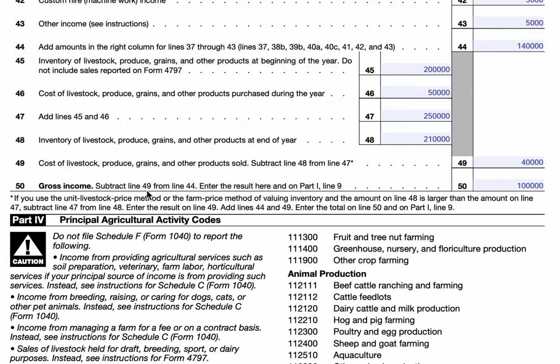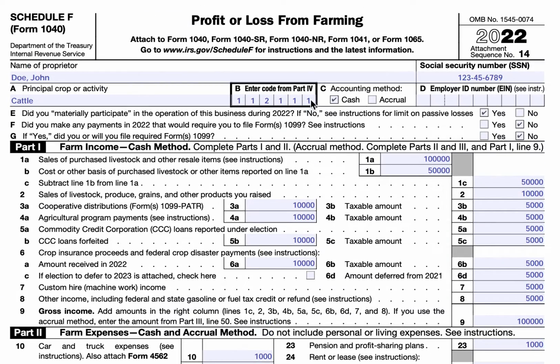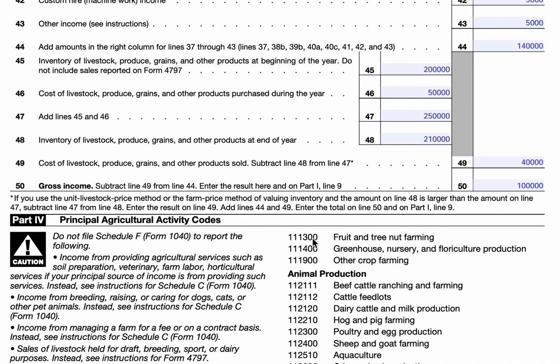So basically, these are the principal agricultural activity codes as provided by the North American Industry Classification System, NAICS. So you can choose one of several different activity codes, and then you're going to enter that activity code in line B. So as you can see here, we've pre-filled this form, and it happens to be the activity code that corresponds with beef, cattle, ranching, and farming. So our hero in this story is John Doe, and he is a beef cattle farmer.